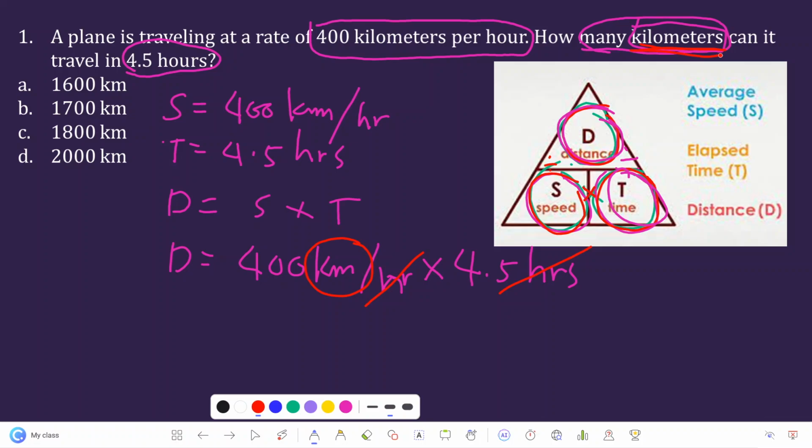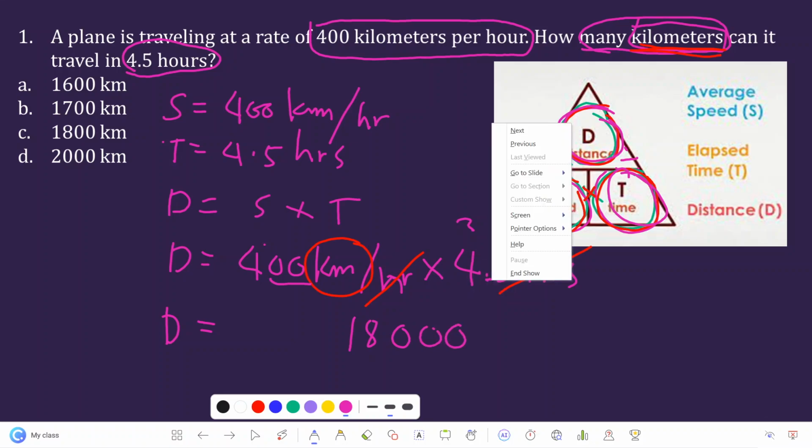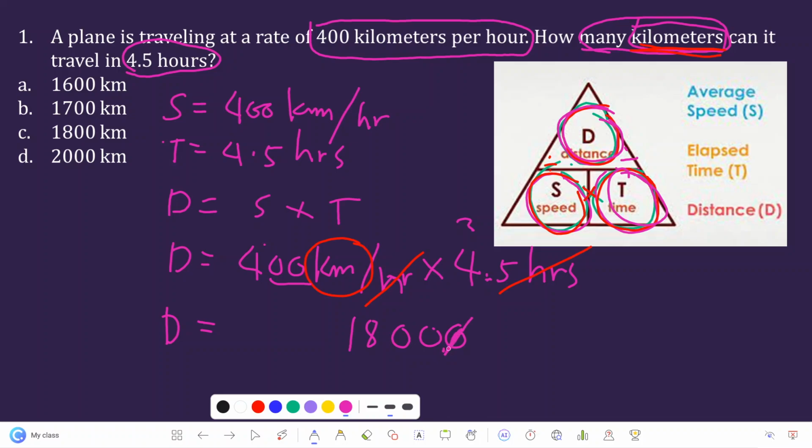So 400 times 4.5, this is distance, is equal to 4 times 5, this is 4, 0, carry 2, and 4 times 4 is 16, 17, 18, at may dalawa ka pang 0 dito. So just add the 2 zeros, pero may isa kang decimal dito, isubtract mo ang isang decimal mo dyan. So you will be left with 1,800 kilometers. And 1,800 kilometers is letter C. So ganyan kadali mag-solve ng motion problems kapag alam mo ang relationship between distance, speed, and time.